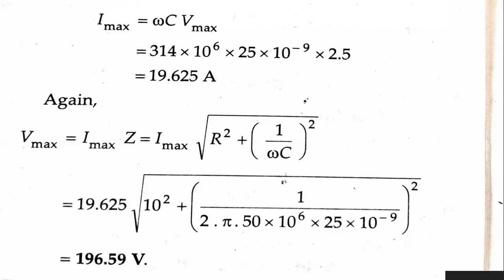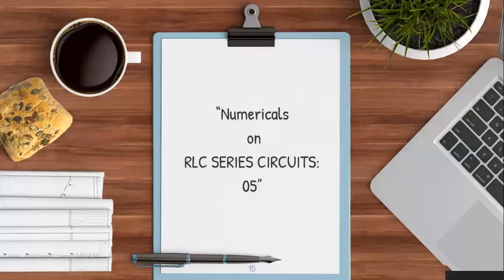So what is my I max? That is 19.62 times the root of R, which is 10, squared, plus (1 by omega C) squared. Already we have done this. Omega is nothing but 2 pi f, and the C value is already given here. Square that, add the 10 square, take the root, and multiply with 19.625, and you will get 196.59 volt.